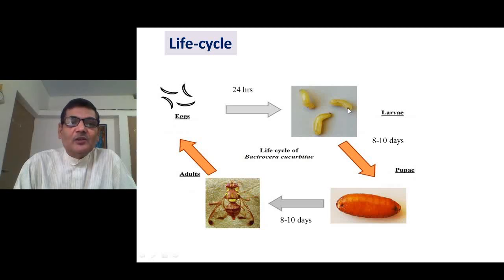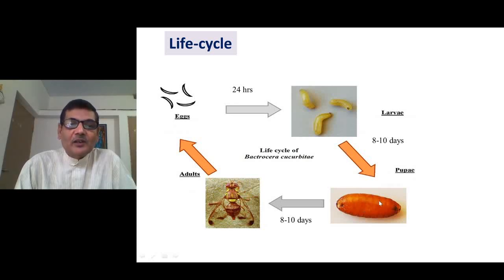So this is actually the biting and chewing kind of mouth part in the larval stage, and it takes nearly 8 to 10 days or even sometimes more to change this larva into the pupal stage. But see, the third instar larvae, when they are ready to pupate, will jump out from the fruits and come into the soil.